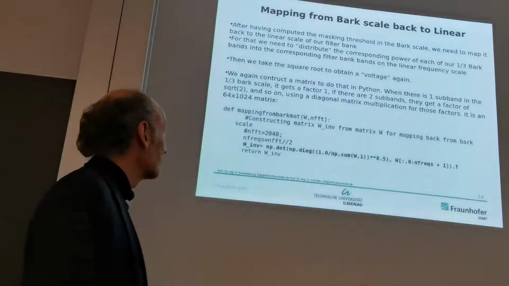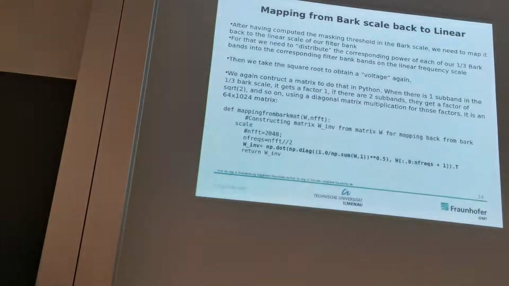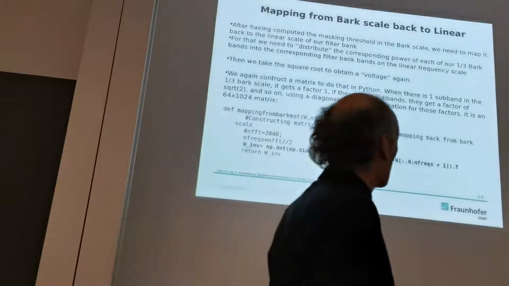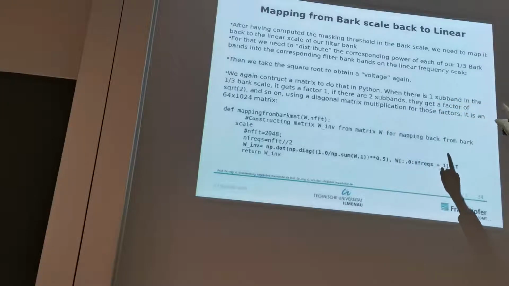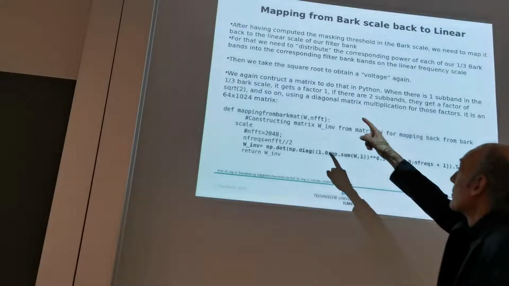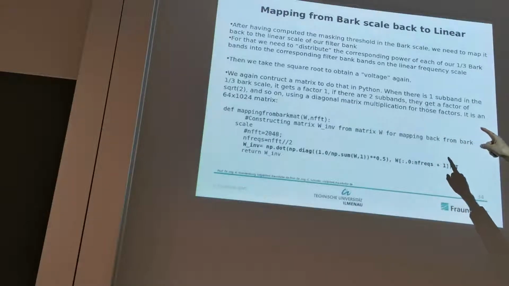So after we did our processing in the bark domain, we also want to go back. We want to apply the quantization in the linear domain, and that's why we need to go back from bark to linear. So after having computed the masking threshold in bark scale, we need to map it back to the linear scale of our filter bank. For that we need to distribute the corresponding power of each of our third bark bands into the corresponding filter bands on the linear frequency scale, so that we're able to apply quantization accordingly. So then we take the square root to obtain the voltage again, and we again construct a matrix to do that in Python for speed.